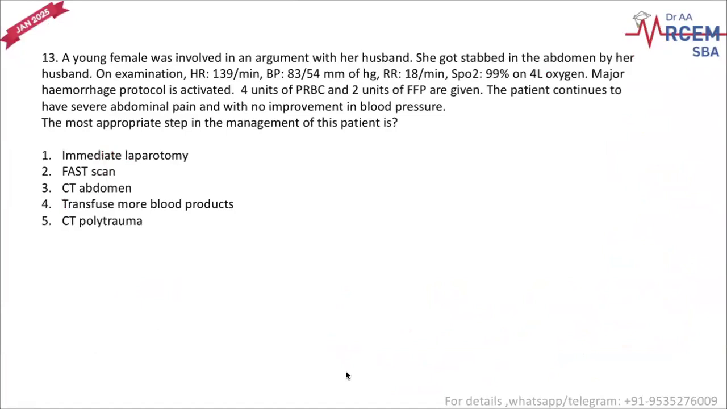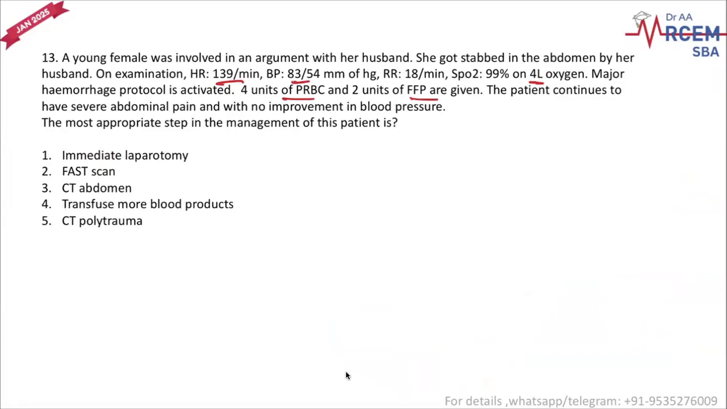A young female was involved in an argument with her husband. She got stabbed in the abdomen by her husband. On examination, tachycardia and hypotension are present, and there is some amount of breathing difficulty. The major hemorrhage protocol is activated. You started with PRBCs and FFPs have been given. The patient continues to have severe abdominal pain with no improvement in blood pressure. What is the most appropriate step in the management of this patient?